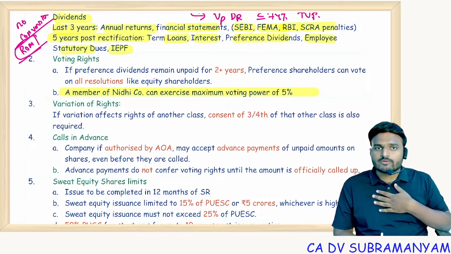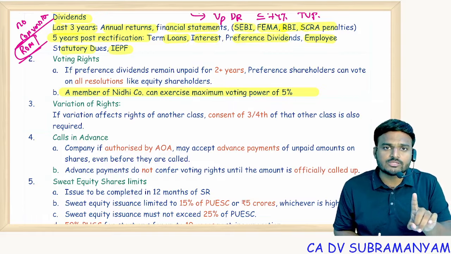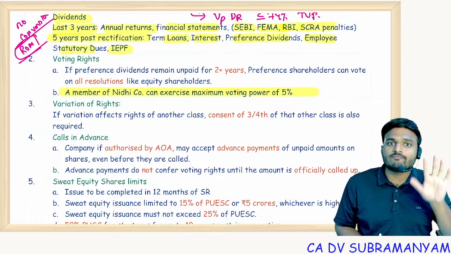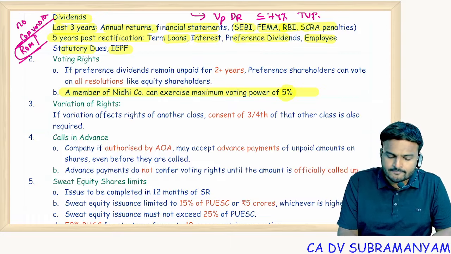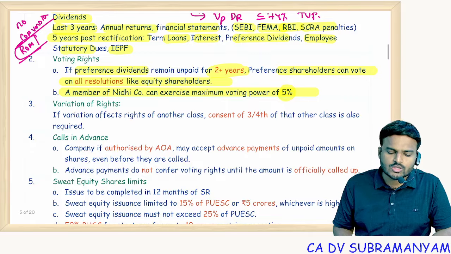Suppose I am a member of a Nidhi company, holding 1% paid up share capital. How much voting right will I have? 1%. If I hold 10% paid up share capital in a Nidhi company, I will get only 5% voting power. Remember this point: voting power is limited to 5%. If preference dividends remain unpaid for 2+ years, preference shareholders can vote on all resolutions like equity shareholders.